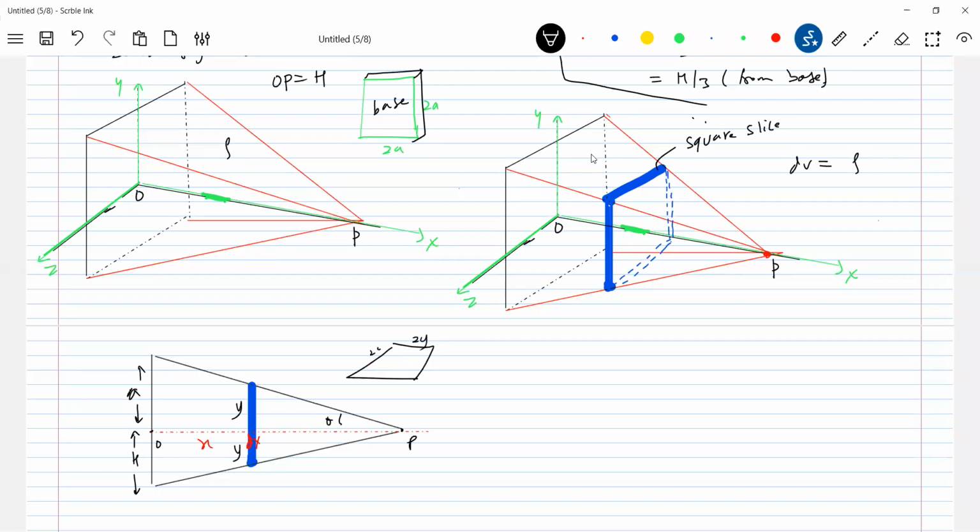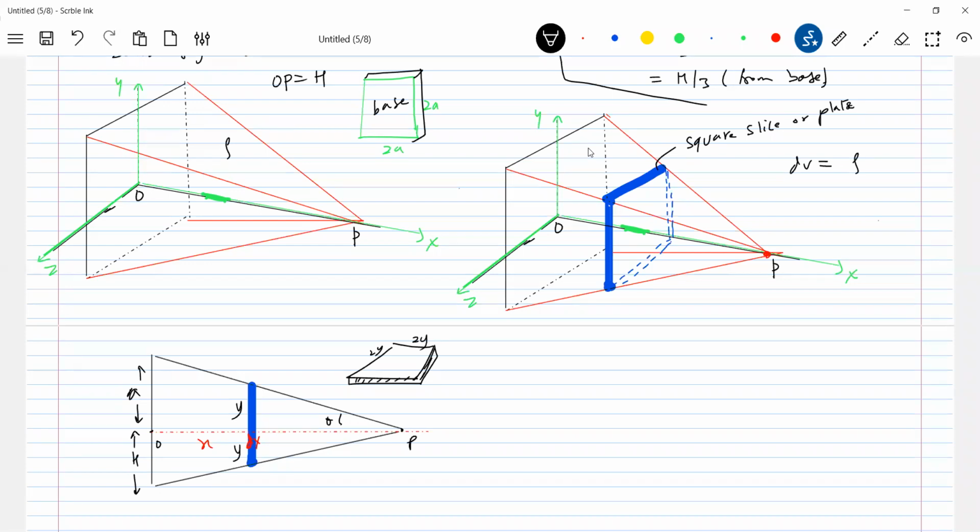Sir, OP should be H, right? OP should be H, no? Square plate only. Square slice means plate. I think technically we'll call this a square slice, like circular disc. Square slice is what technically we use. I'm just using it. Plate or slice, both are same.